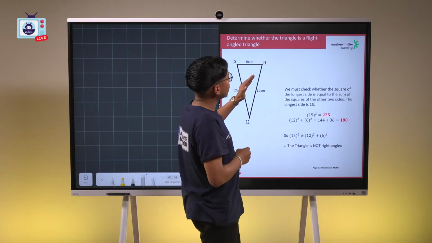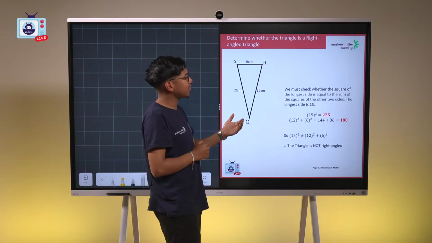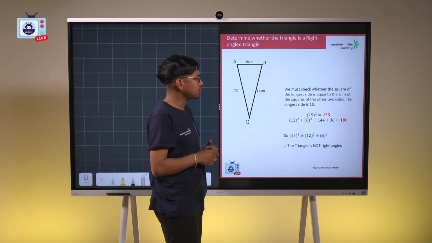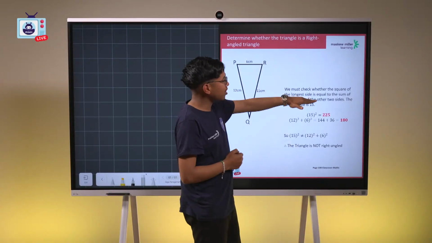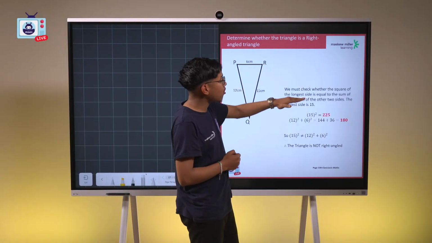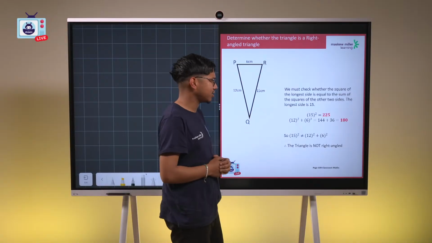So here we have a scenario. And this scenario is asking us to check whether this triangle, which is PQR, is a right angle triangle, if it has one angle equal to 90 degrees. So what do we do to answer that question? We must check whether the square of the longer side is equal to the sum of the squares of the two other sides, or the two shorter sides.